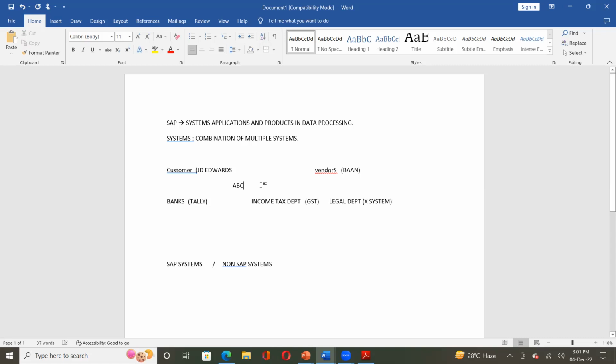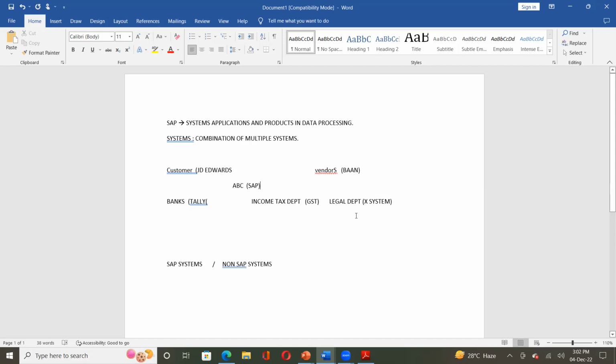Clear? And we are using ABC organization is using SAP. So here we will do sales to customers, we will do purchases from vendors, we will do cash deposits or loans or cash withdrawals with the banks, and we will do some sort of tax payments. Input tax we will take back, and we will do a lot of legal transactions.